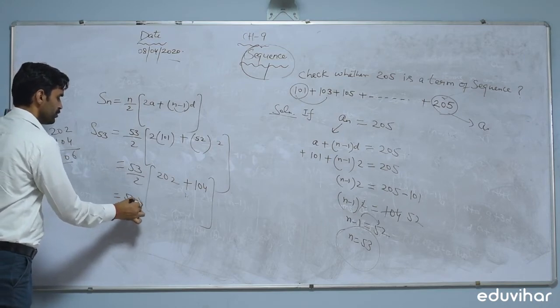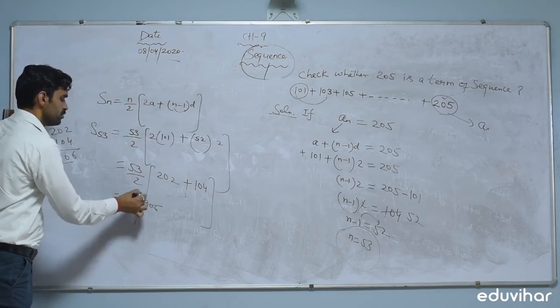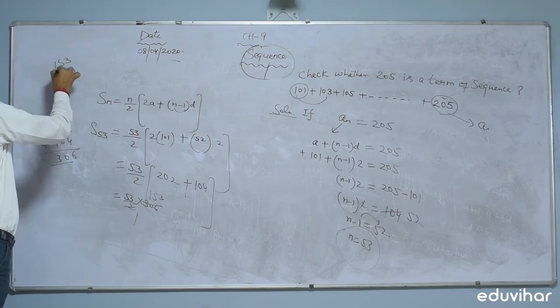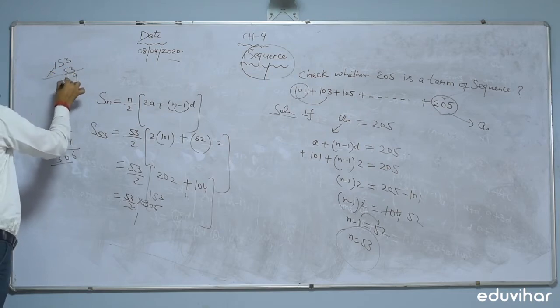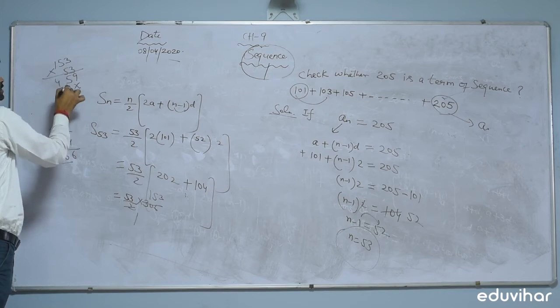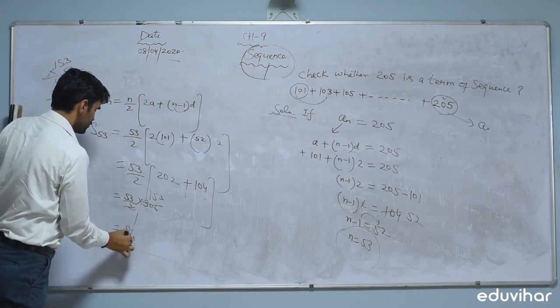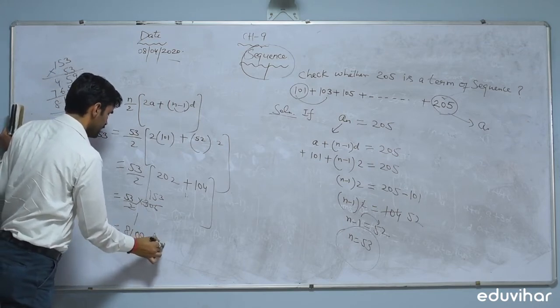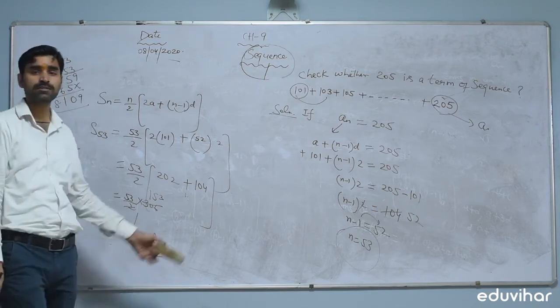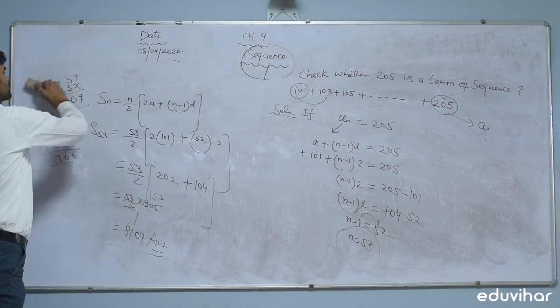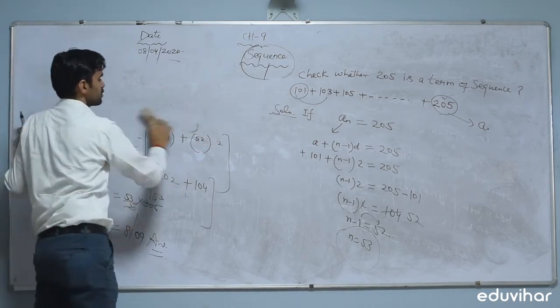53 upon 2 into 306. 2 ones are 2, so 153. 153 into 53. Multiplying it out, the value comes out to be 8109. This is our required result. If we have to find the sum of n terms, then we can do the calculations as we did earlier. Okay, next.